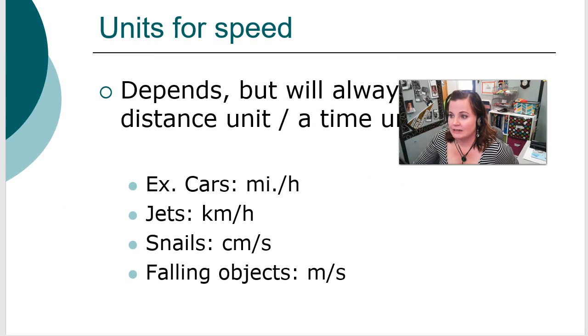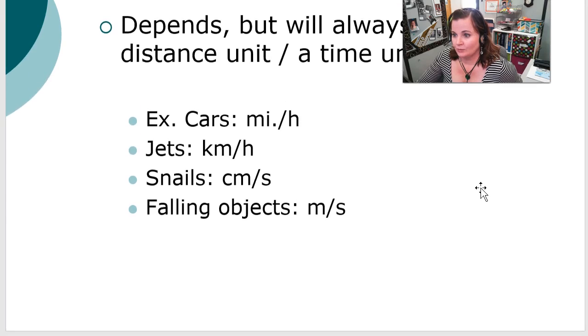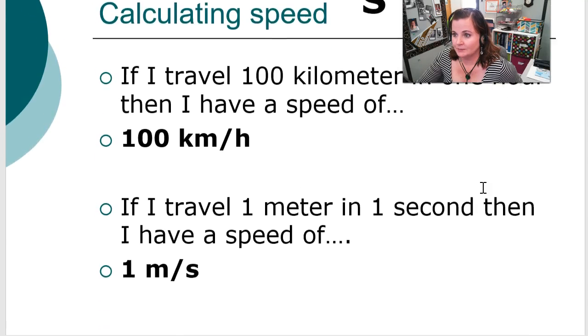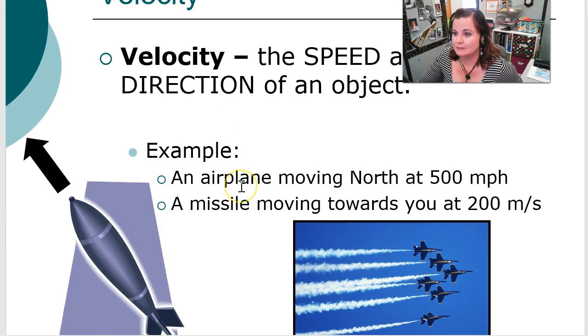Now you see many different units of measure for speed: miles per hour, kilometers per hour, centimeters per second, meters per second. It just depends on what's the most useful in that particular situation, right? We're going to stick with the metric system here. Remember that velocity includes both the speed and the direction, and we've already talked about that a little bit here.